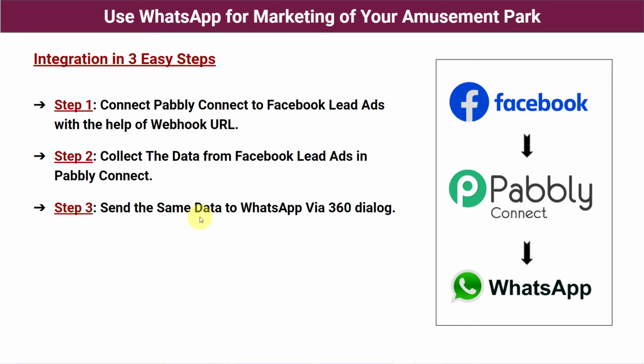Step number 3 says send the same data to WhatsApp via 360 dialog. Okay, so in the final step, we will be sending the link of the brochure and the message to our customer. But here is the twist, guys. Why are we using 360 dialog instead of WhatsApp here? Because WhatsApp does not allow you to send messages directly. For that, you have to use another software which is the official API of WhatsApp, that is 360 dialog. Okay, so let's start with the process now, guys.